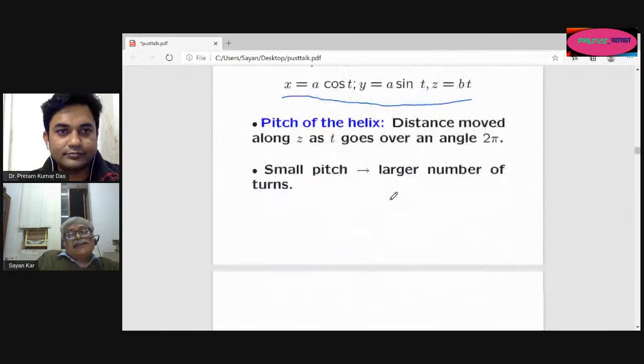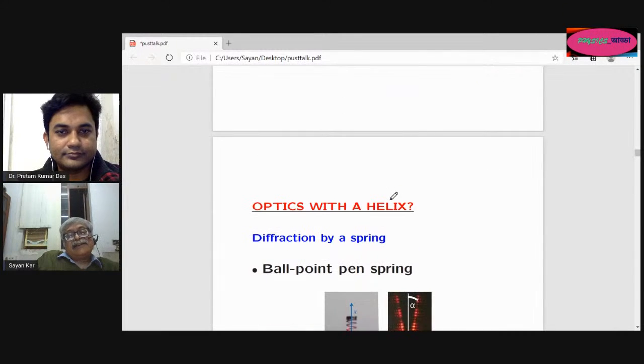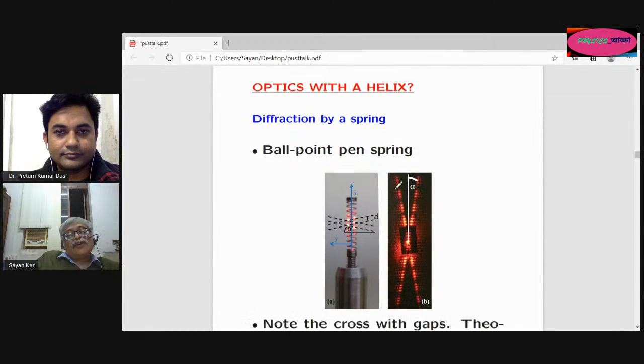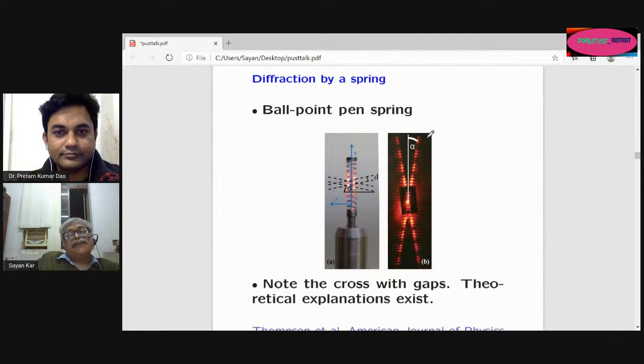Okay, so let me move ahead further and let's talk about optics with a helix. And this is actually very interesting. So suppose you take a spring and you put it up like this over here on a stand. And what you do, you take a helium neon laser and you shine that red light on the spring. So you can see this part is illuminated by that helium neon laser.